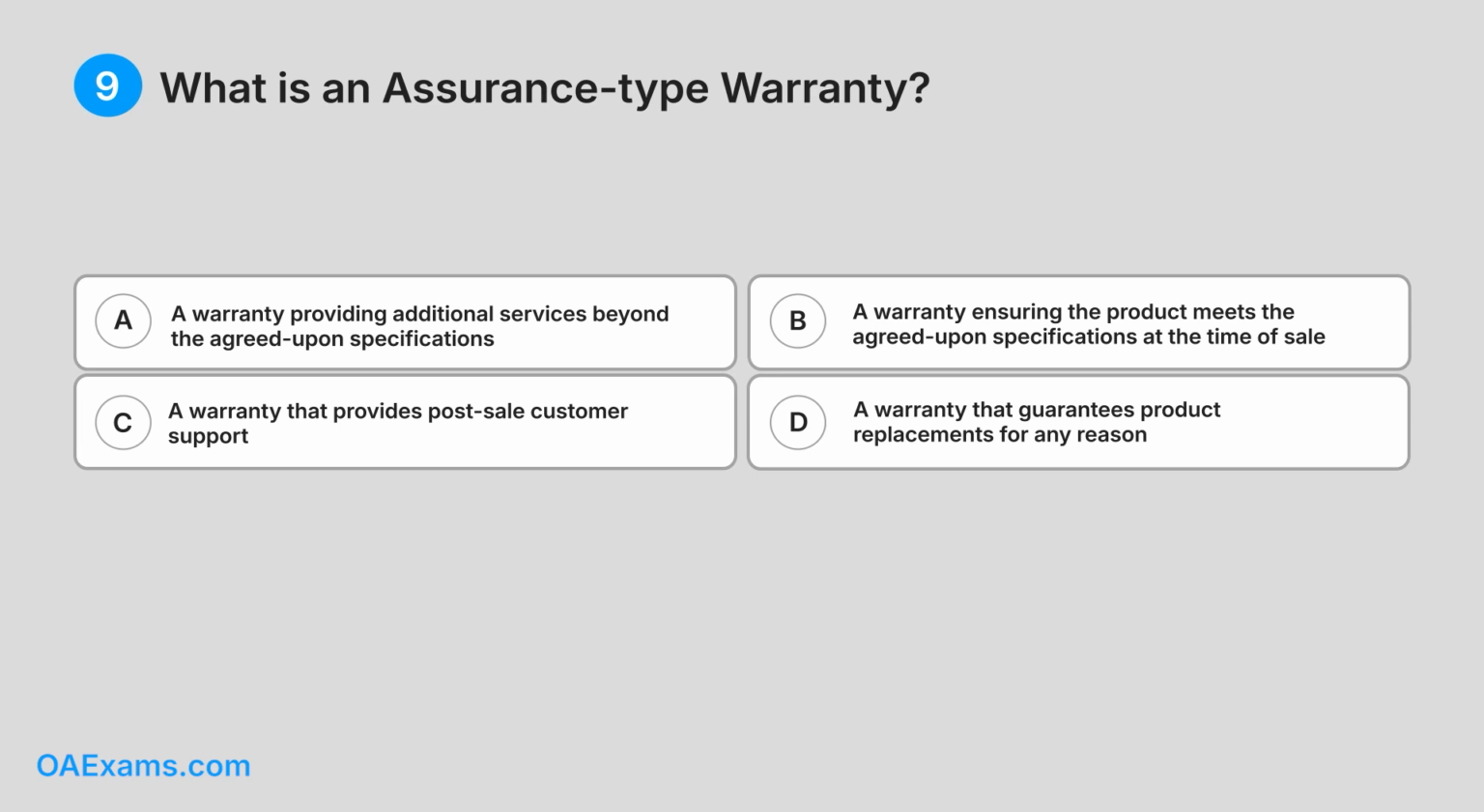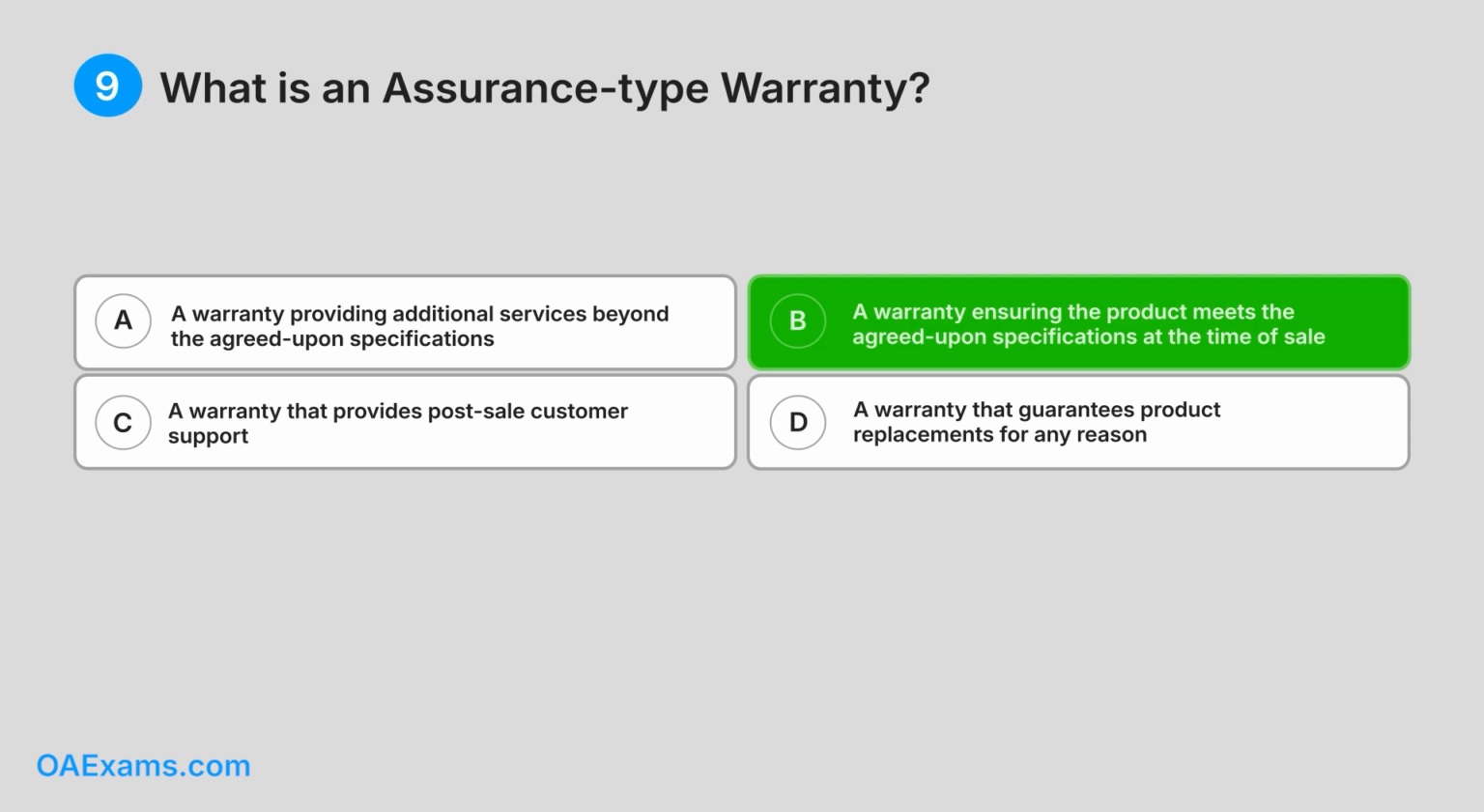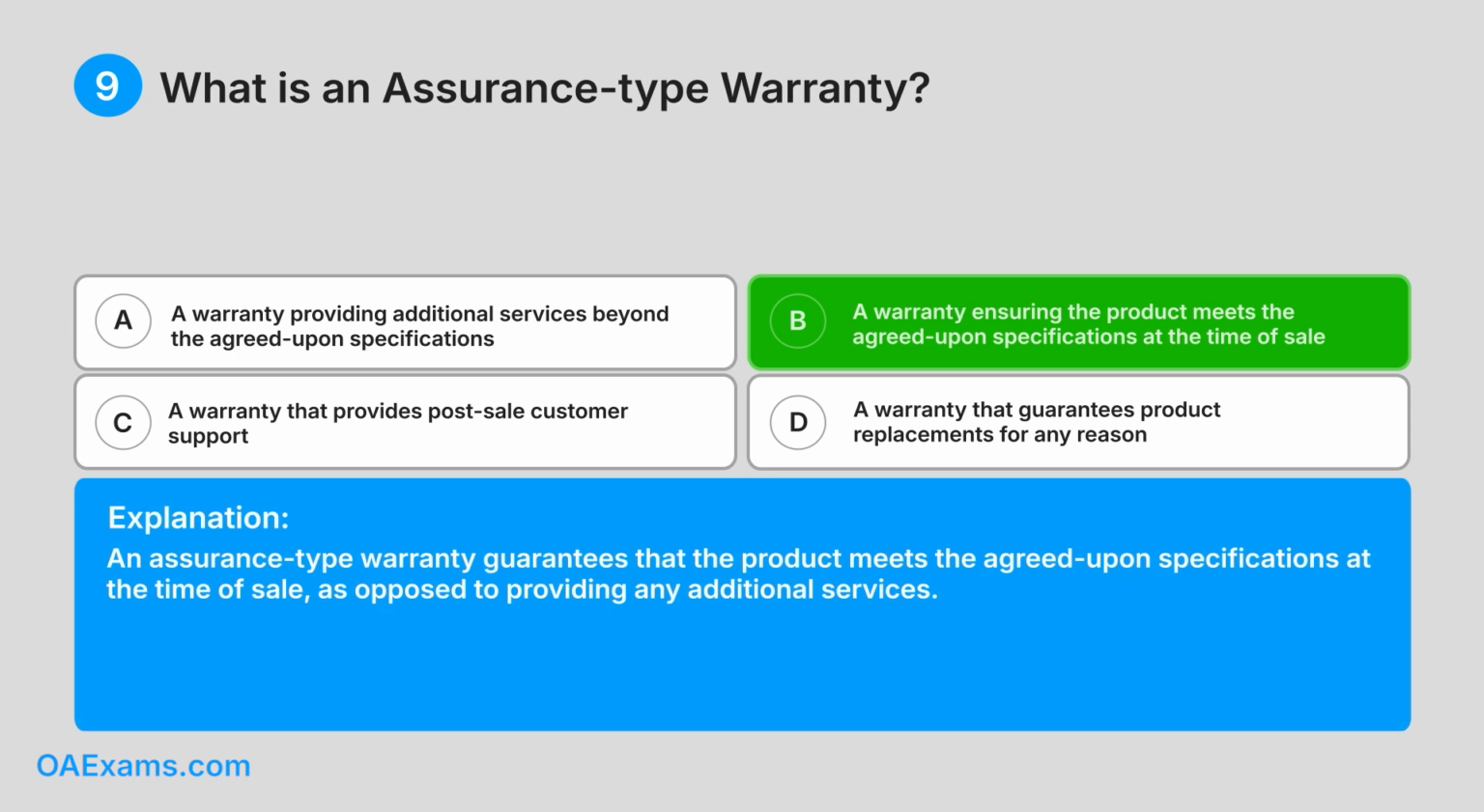9. What is an assurance-type warranty? A. A warranty providing additional services beyond the agreed-upon specifications. B. A warranty ensuring the product meets the agreed-upon specifications at the time of sale. C. A warranty that provides post-sale customer support. D. A warranty that guarantees product replacements for any reason. Can you guess the answer? Correct answer: B. A warranty ensuring the product meets the agreed-upon specifications at the time of sale. Explanation: An assurance-type warranty guarantees that the product meets the agreed-upon specifications at the time of sale, as opposed to providing any additional services.